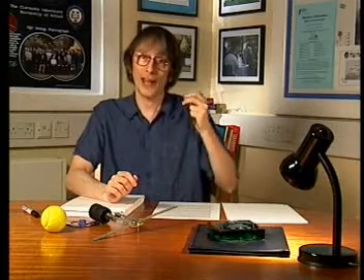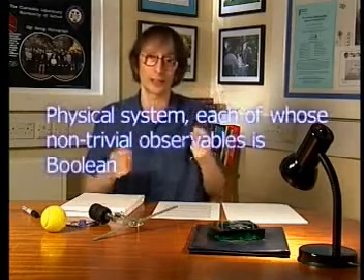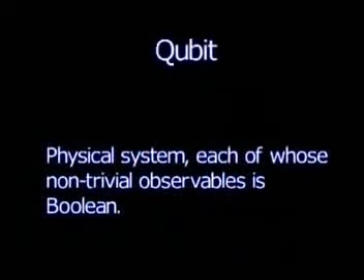Every 2 by 2 matrix has either 1 or 2 distinct eigenvalues, and therefore every observable of this minimal type of physical system is either a Boolean observable or a multiple of the unit observable. A physical system with that property, that every one of its non-trivial observables is a Boolean observable, is called a qubit.